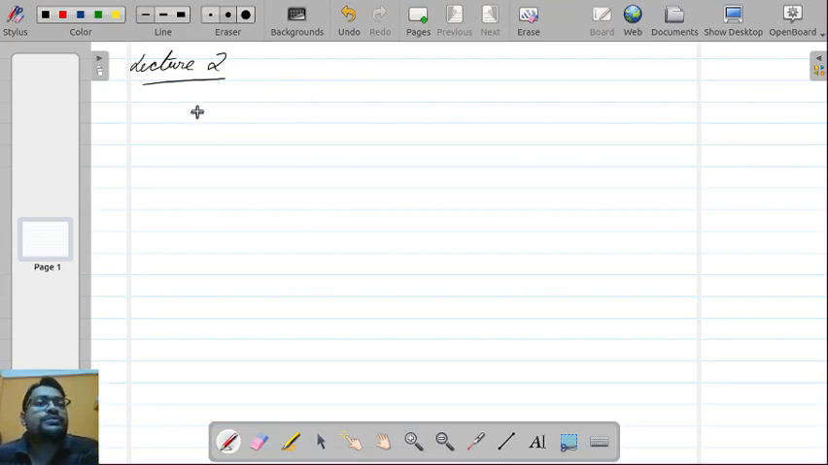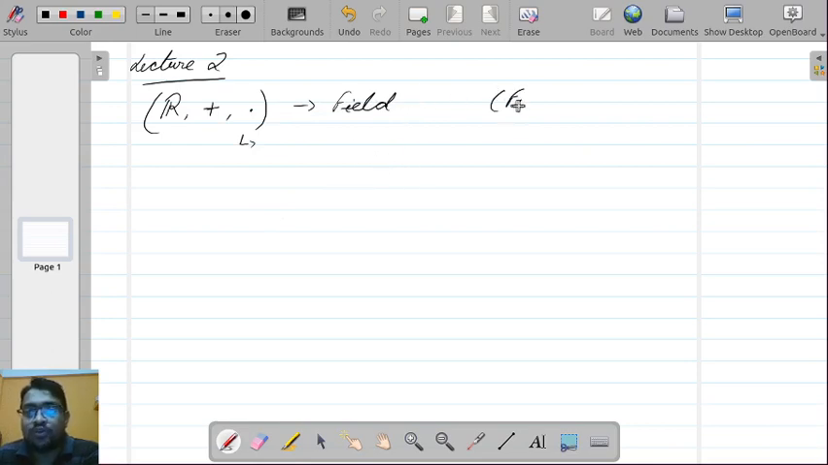Hello dear students, let us continue our discussion on the properties of the real number system. In the last lecture we had seen that the set of real numbers together with these operations, addition and multiplication, forms what is called a field. So R, together with addition and multiplication, satisfies certain properties which we had listed. These are actually called field axioms.